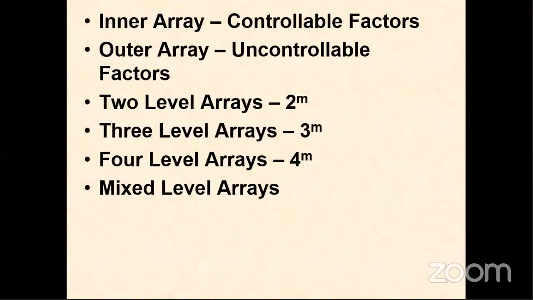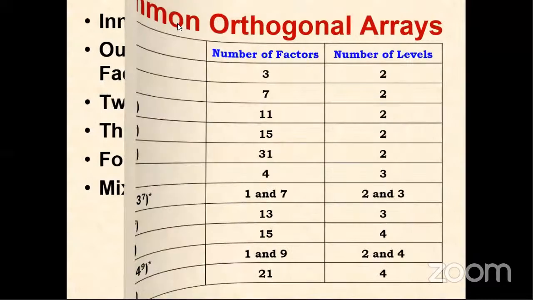Right, you have inner arrays and outer arrays, or else you call them controllable factors and uncontrollable factors. Two level arrays, three level arrays, four level arrays, mixed level arrays. In itself, it is an ocean. So we will start with this and go ahead one by one.